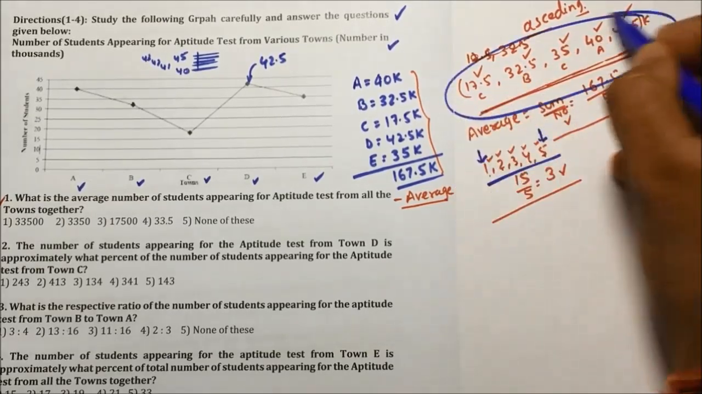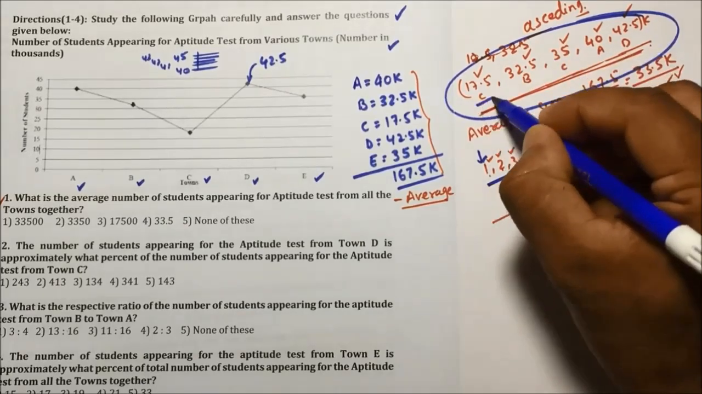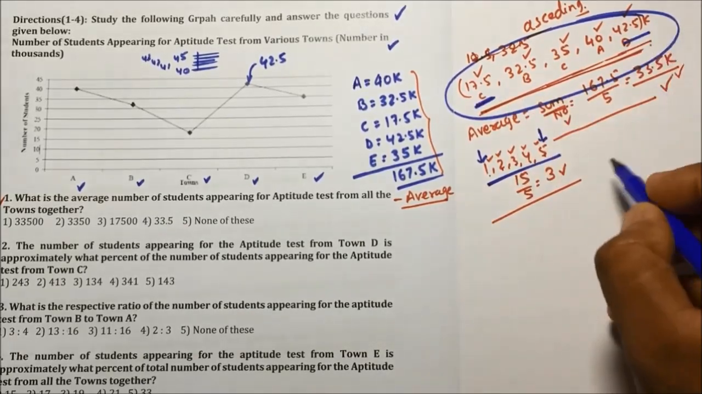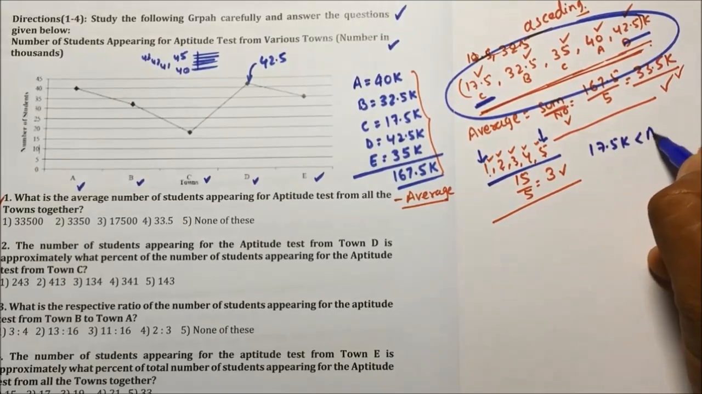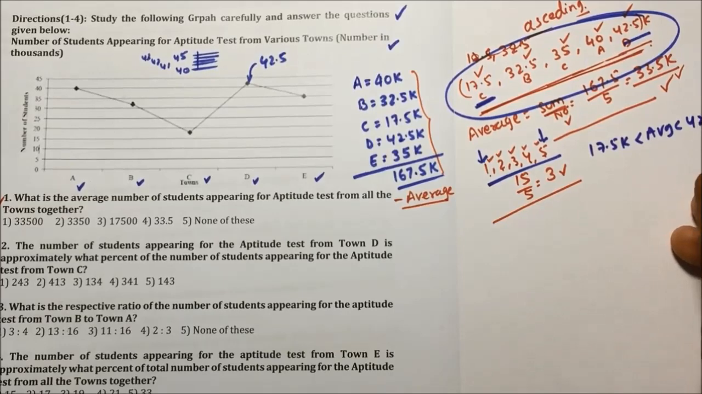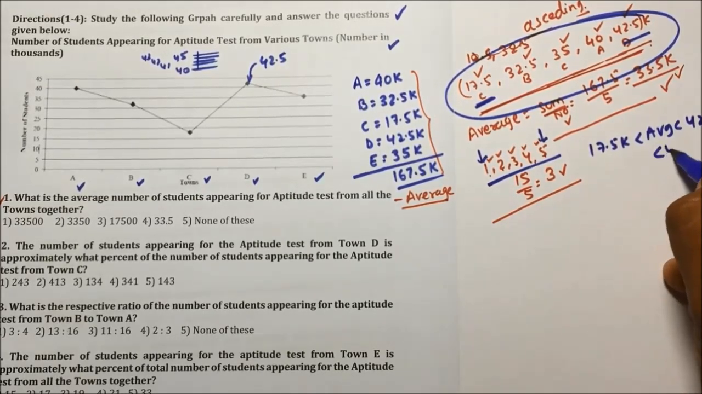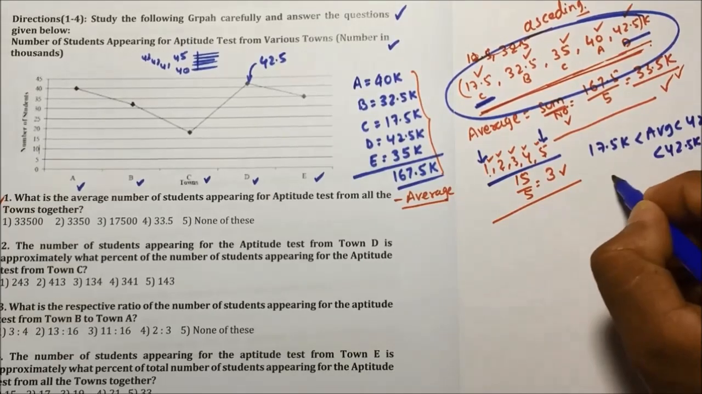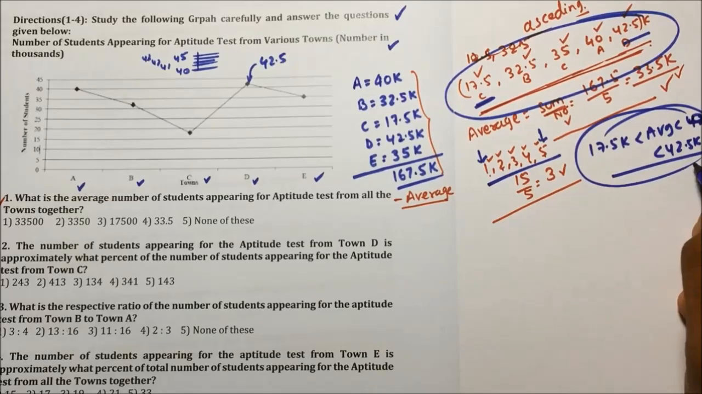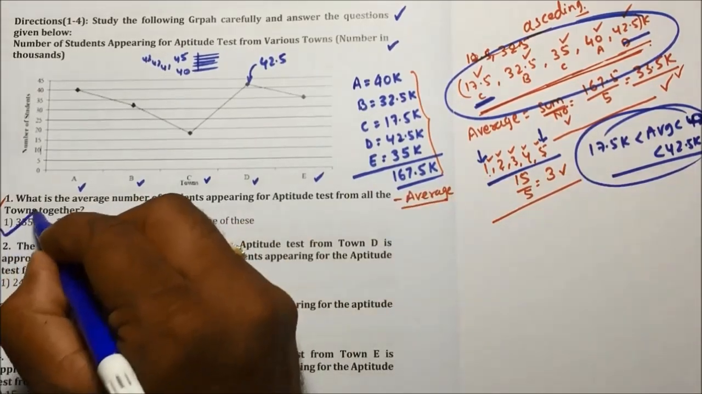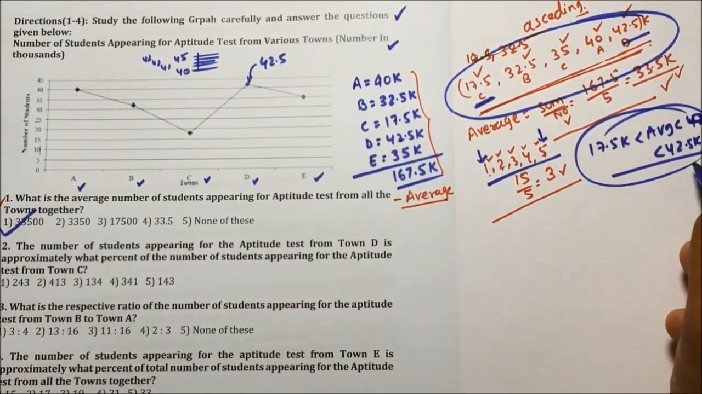So when you are calculating the average of these numbers, the average will be in between the minimum and maximum number. So the average will be in between 17.5k and 42.5k. Now check which option is in between 17.5 and 42.5. So only option A. Your average should be in between 17.5k and 42.5k.